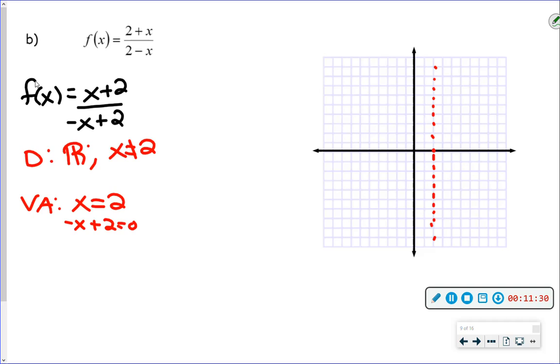Now I'm going to do the horizontal. Now the horizontal, remember, takes a little more investigation. You have to look at your degrees, top to bottom. When the degrees are the same, it's the lead coefficients. So the lead coefficient on the top is a 1. Lead coefficient in the bottom is a negative 1. I'm just going to divide that out. So when your degrees are the same, so many 1s, when I'm looking at the power of 1, when those are the same, it's the lead coefficients over each other. Let's draw that.